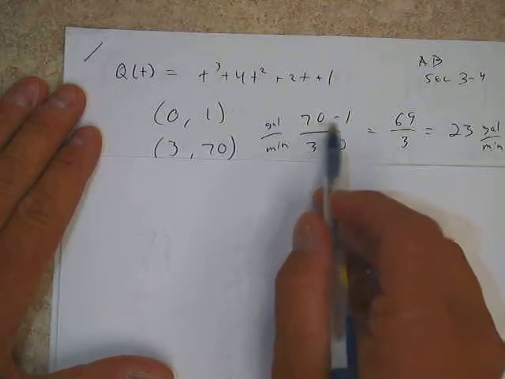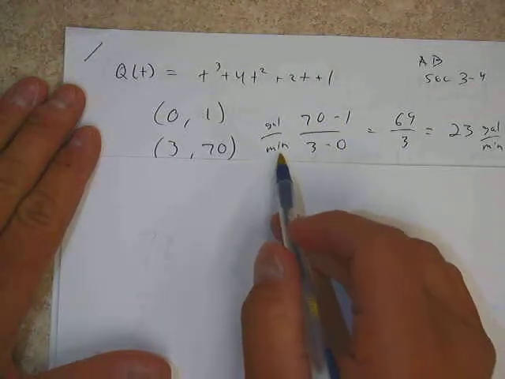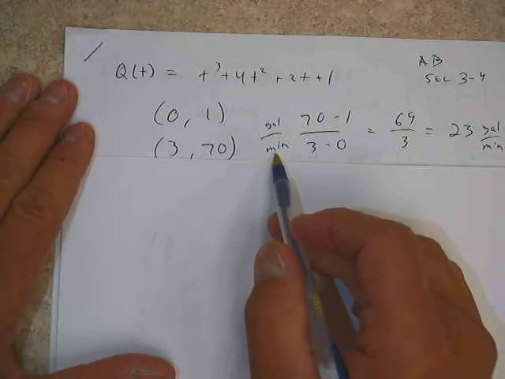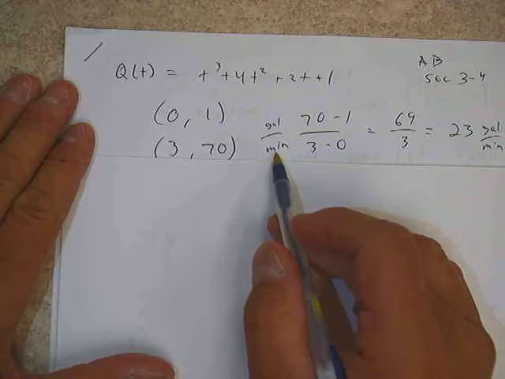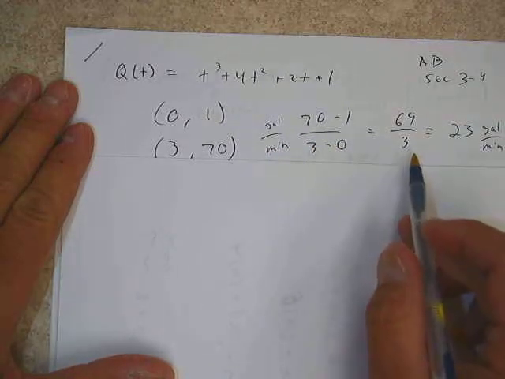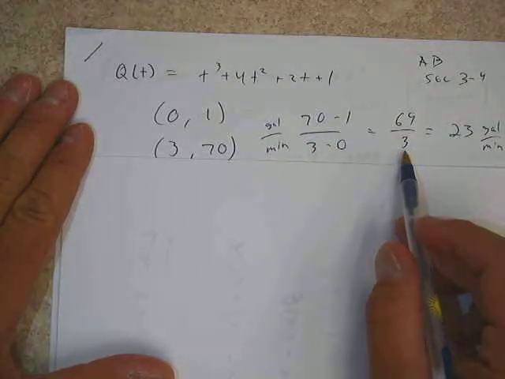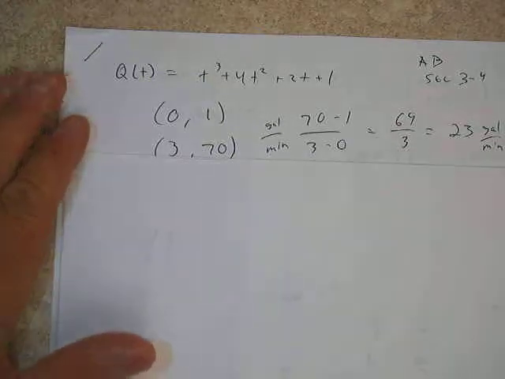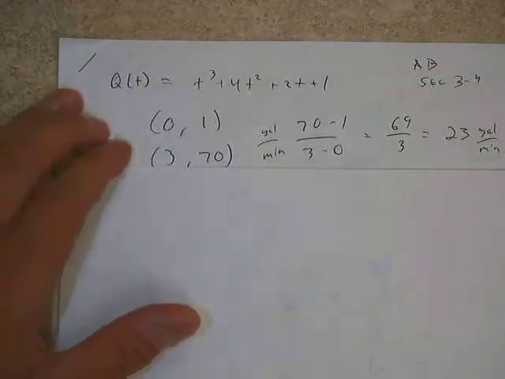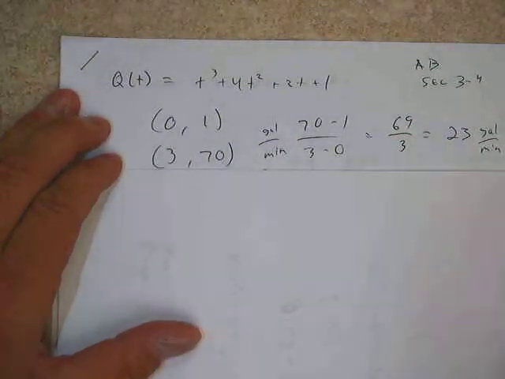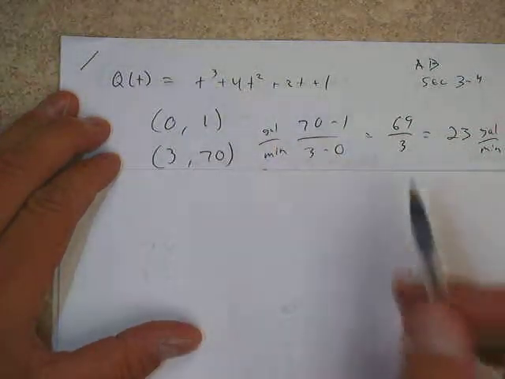Okay, and then after that, again, recognizing that when we subtract the y's and subtract the x's, it's kind of a giveaway as to what we're finding, because we're just dividing gallons by minute, which means that our unit here would be gallons per minute. We're finding the average rate of change, which of course is 69 on top, 3 on the bottom, and we get 23 gallons per minute. So that would be the average rate of change for the time frame 0 to 3.